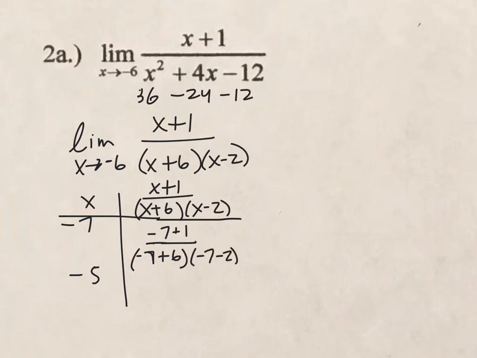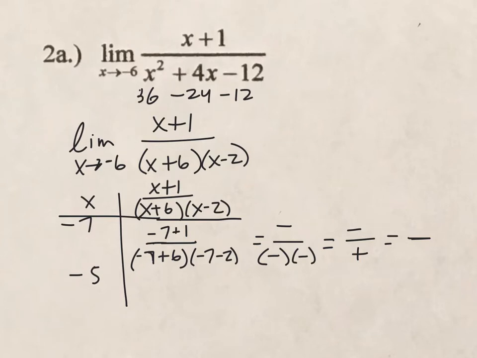So let's think about what kind of numbers we'd get. We'd have a negative number on the top, and then on the bottom, negative 7 plus 6 is negative 1. That's negative. And negative 7 minus 2 is negative 9. So that's a negative number. So what are we going to have? We're going to have a negative on top, and then on the bottom, a negative times a negative is a positive. So all that to say that when x is equal to negative 7, on the left side of our target value of negative 6, this function is going in the negative direction.